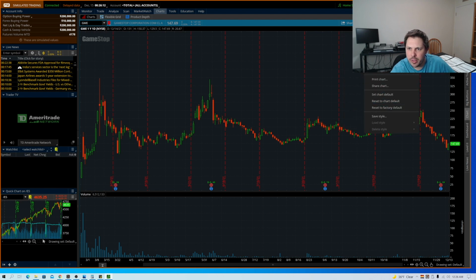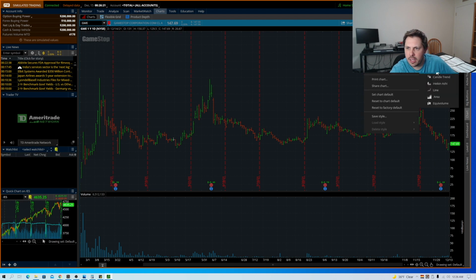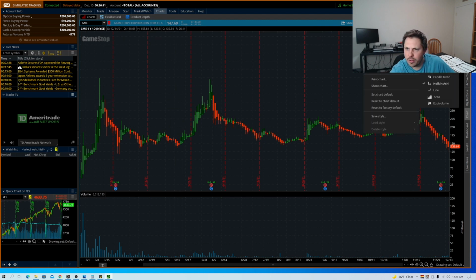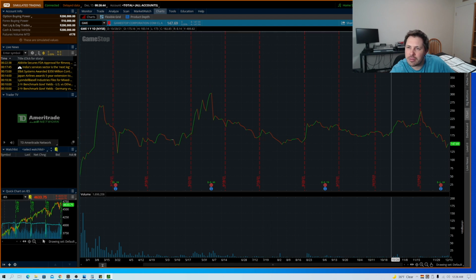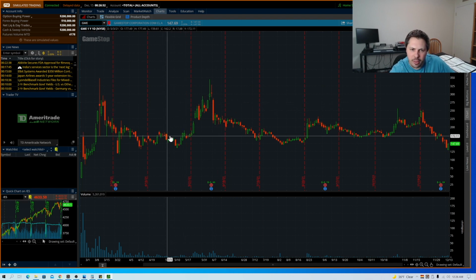There's a lot of different ways we can change these charts, right? We can have them be bars. We can have them be candles. These are candles. We could have the Heikin-Ashi chart style. Could have a line graph. But coming back to the candles, really important to understand how we read these.